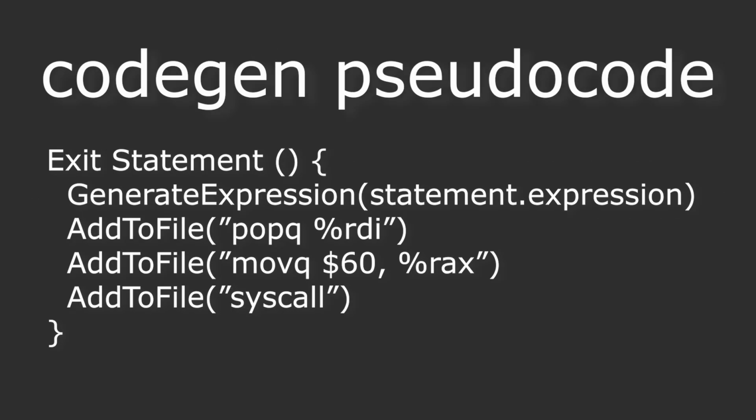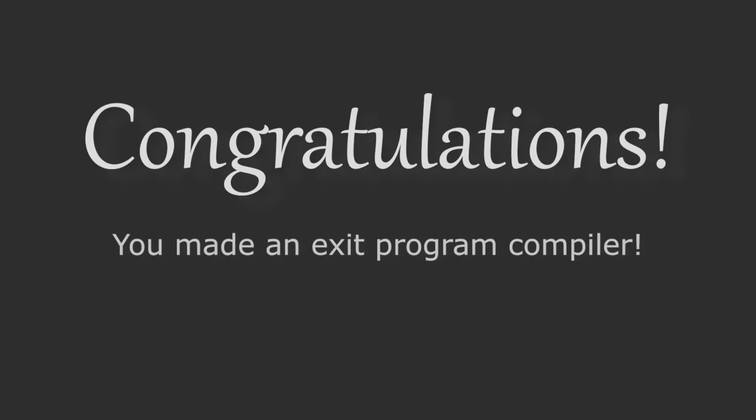In order to retrieve this value, we must pop the top value off the stack by using the code popq %rdi. As you may have guessed, this will pop the top 8 bytes from the stack and store it into the register RDI. Now you can place movq $60, %rax and syscall, and ta-da, you successfully wrote a compiler. A very simple compiler, but a compiler nonetheless.